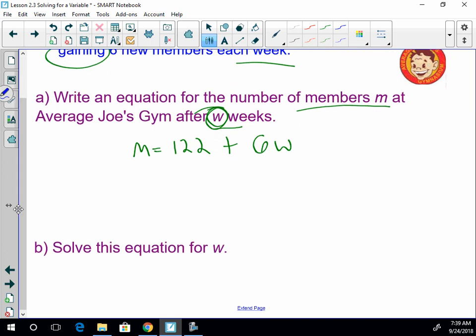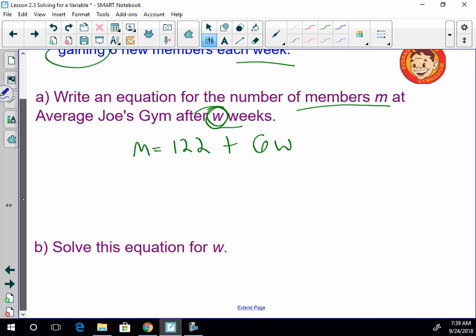Let's say Average Joe wanted to say, well, if I solve this for W, then I can answer questions about the member-week relationship, right? How many weeks will it take me to get this amount of members, or how many members will I need to have at a certain amount of time? Things like that. So it's useful to go ahead and solve this for W. So instead of doing it down here, I'm going to do it right up here.